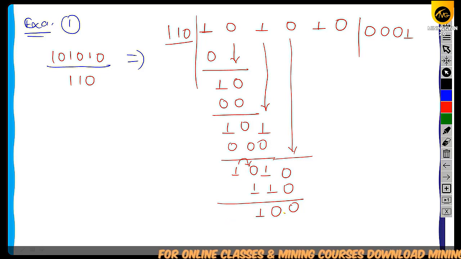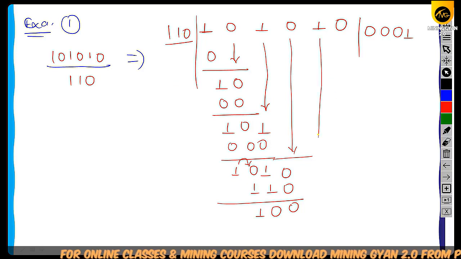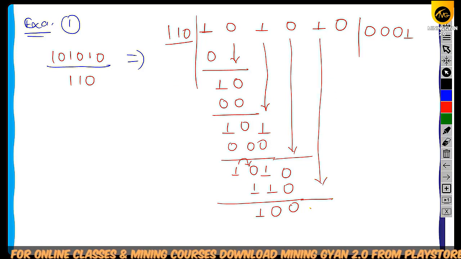So the 100 is less than 110, and the next digit will be 1. So the dividend will be 1001 and the divisor is 1110. So 1001 is greater than 1110, that's why again you can do it one time.